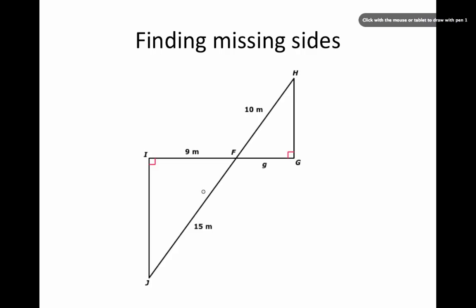For instance, a problem like this. In this problem, I want to find the missing side. So I'm not telling you in this problem that the triangles are similar, but I can tell because remember vertical angles. And so because I know that, then I know that these two triangles are similar.